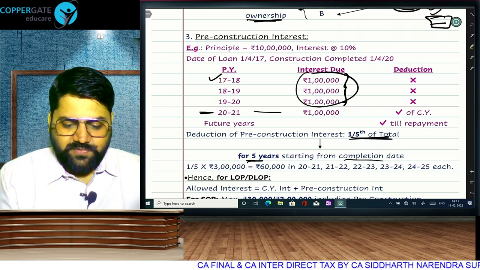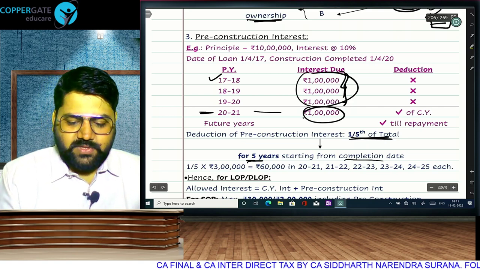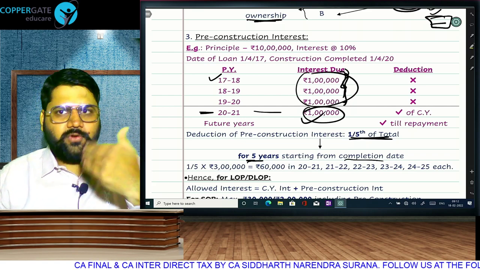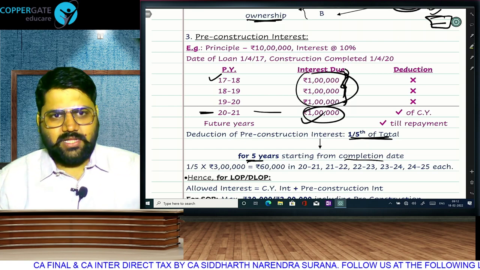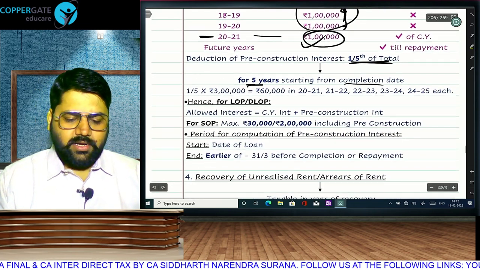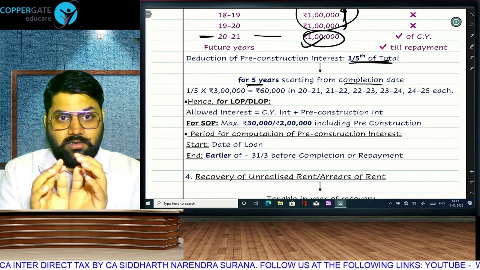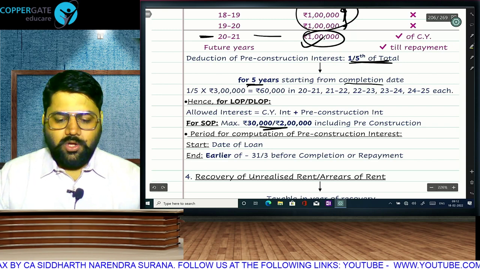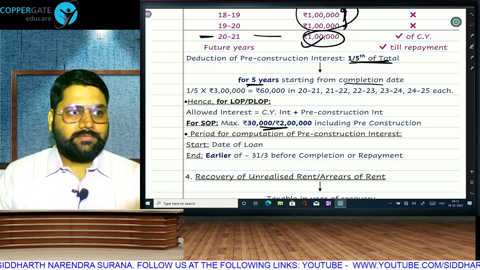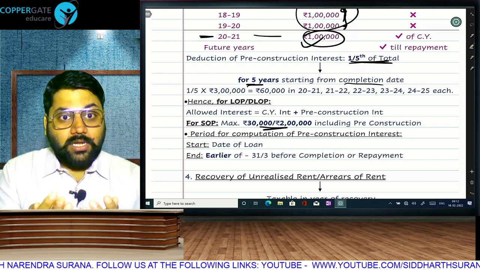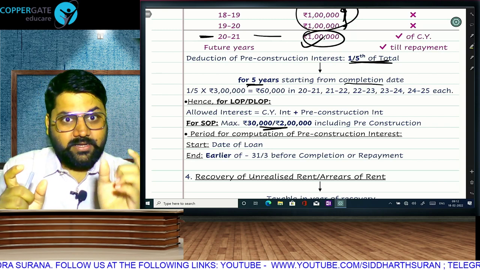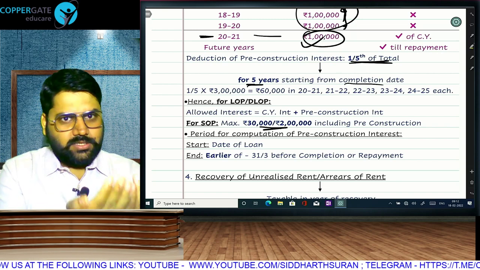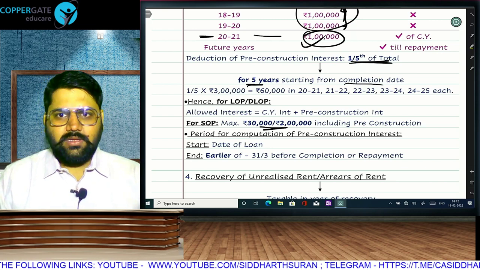So from the year of completion you will have current year interest also, and you will have 1/5 for 5 years. From the 6th year onwards you will have only current year interest, of course, till the loan is repaid. For LOP, DLOP, the total of current year plus 1/5 is unlimited. But for SOP, the limit of 30,000 or 2 lakh as applicable will be on the total. So you don't get 2 lakh separate for the current year and 2 lakh separate for the pre-construction. Total current year plus 1/5 is limited to 30,000 or 2 lakh, whichever is the applicable limit.